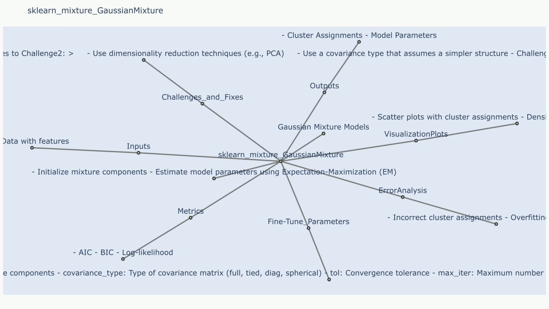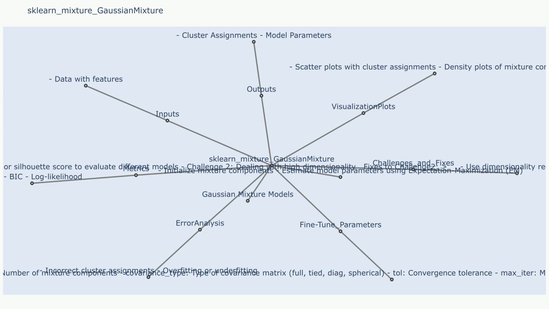predict_proba(X) returns the probability of each data point belonging to each component. This is useful for understanding the likelihood of a data point belonging to a specific cluster.